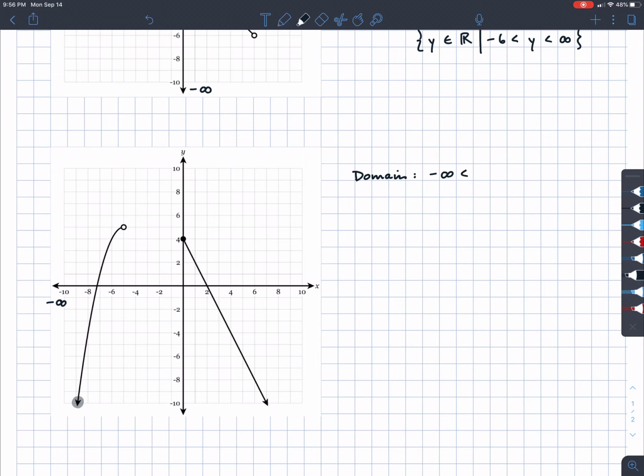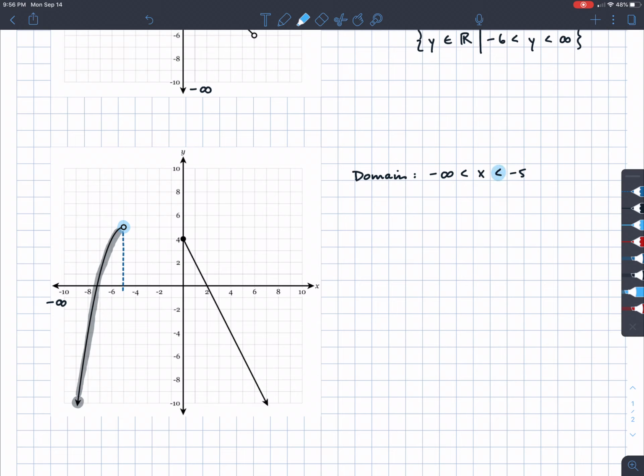And then I notice that as I'm moving along from left to right, I come to a break in my graph. And this break happens at -5. So my domain is going to go from -infinity to -5. Notice that this is an open circle, so I'm going to have a less than sign.